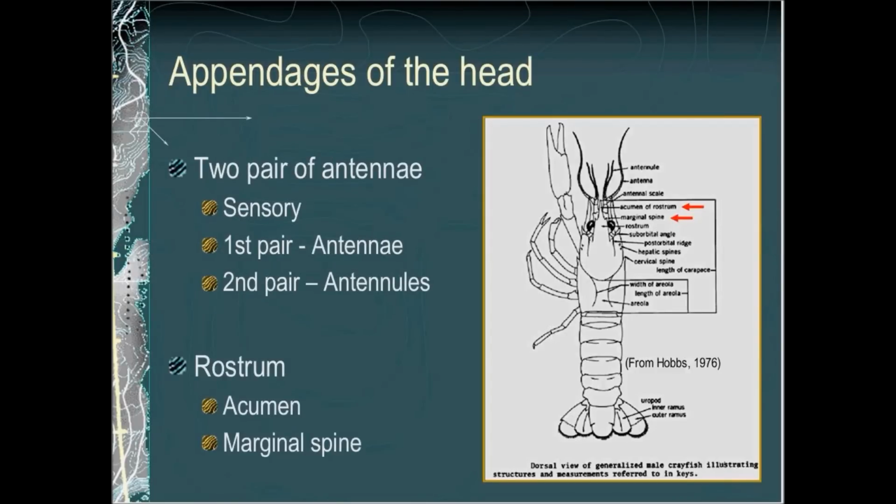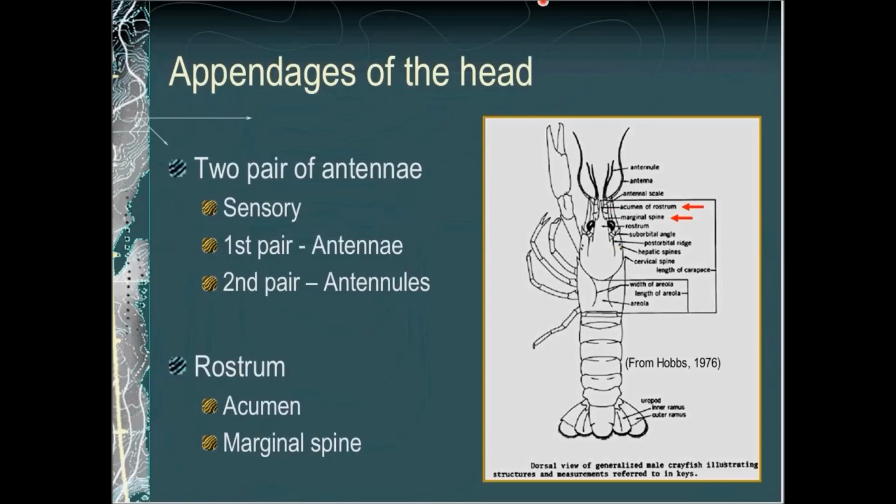So we talked a little bit about the antennae and the fact that they've got two pair and that they're used as sensory organs. But when you start identification, it's important to know where the acumen is, which is this very, very pointy part and is the end of the rostrum. And the rostrum goes from here all the way up to the point.